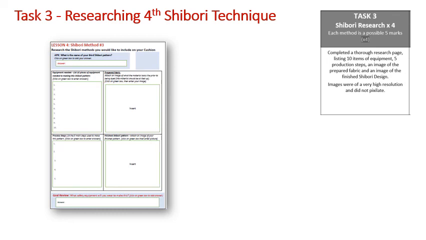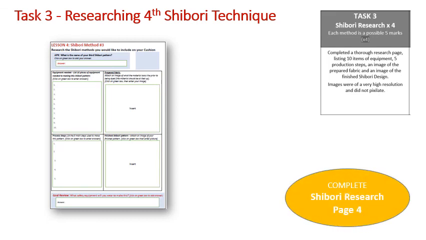Make sure that your process steps, those 5 process steps, are really well documented. Don't just do 1 or 2 words. I want to see a sentence or 2. Okay, now the images were very high resolution and they did not pixelate, so if you use the snipping tool you should be fine. Good. Well, there we go. Complete the Shibori research page 4.